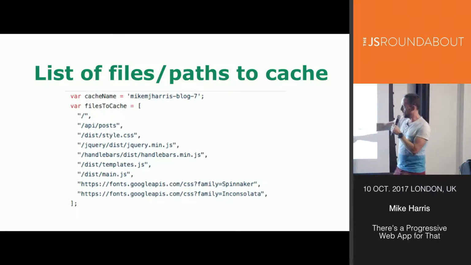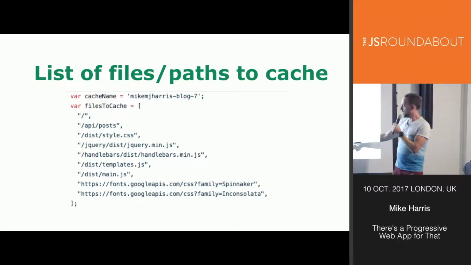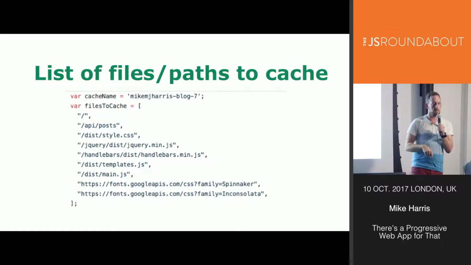As you can see, my app's not super complicated. There's an API which I can get all my posts from. It's worth noting that you don't have to be limited to routes that are in your domain. So here I'm getting some Google API stuff, some fonts. I've got a couple other JavaScript files there. So that's the first step.